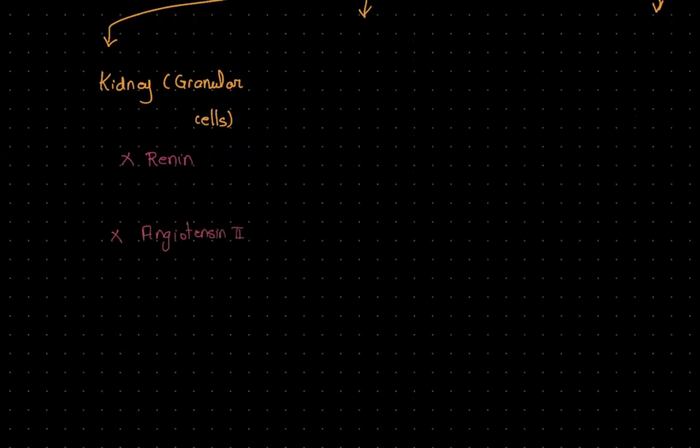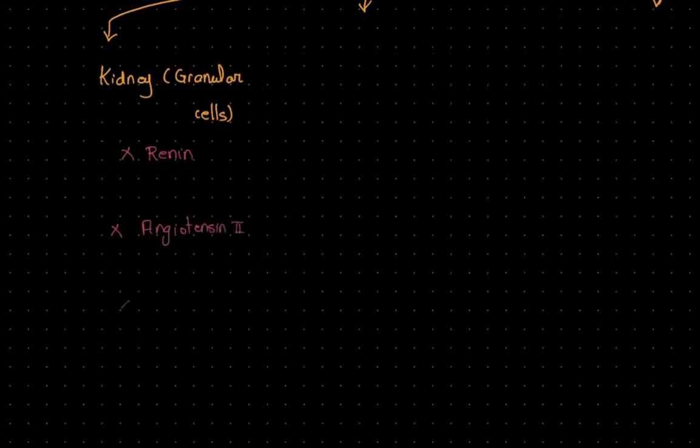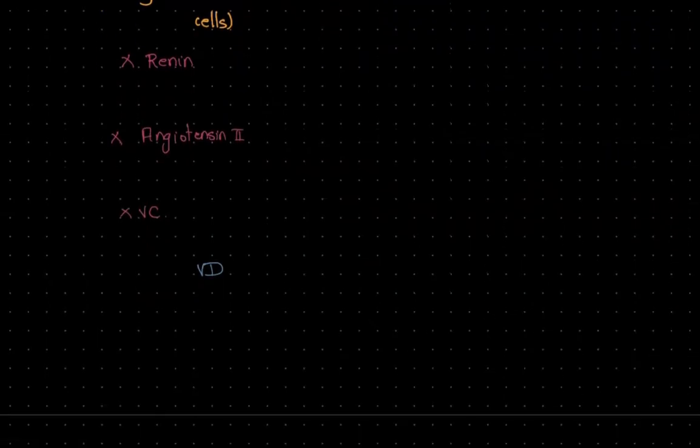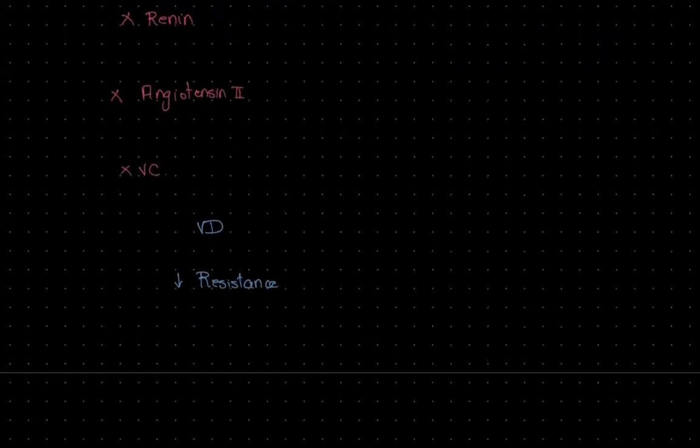And if you don't have angiotensin 2, you don't have vasoconstriction. If you don't have vasoconstriction, you have a vasodilation. And vasodilation means what for me? Means a decrease in the degree of resistance. And once I have a decrease in the peripheral resistance, this will result in a decrease in my blood pressure.